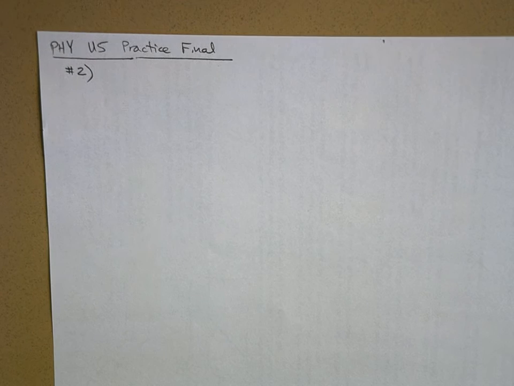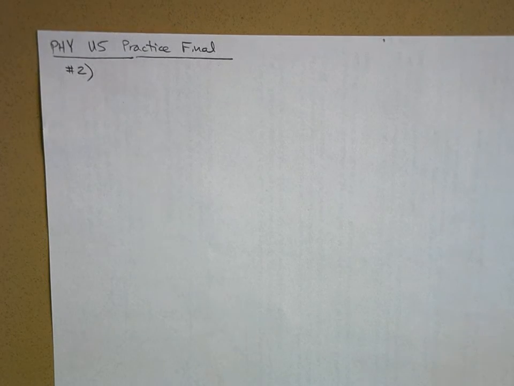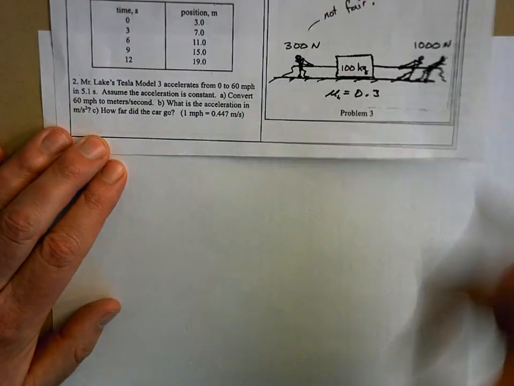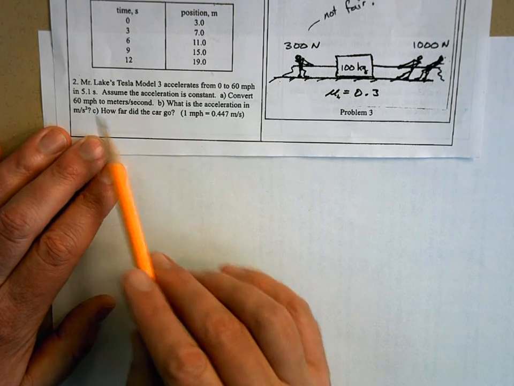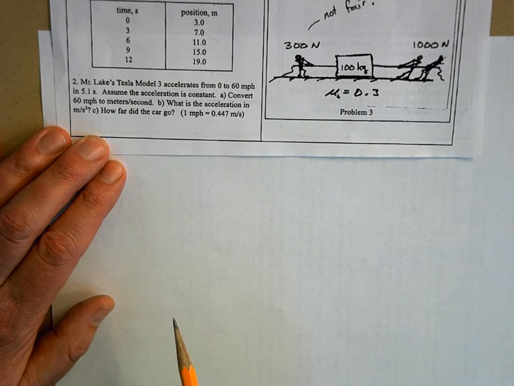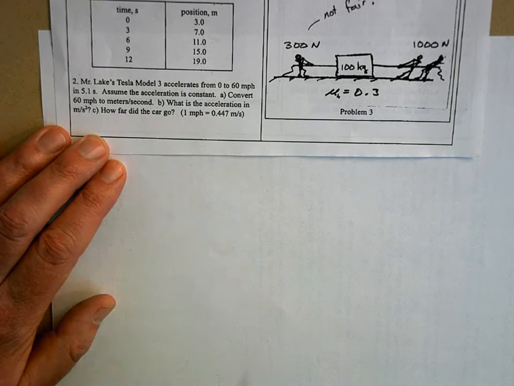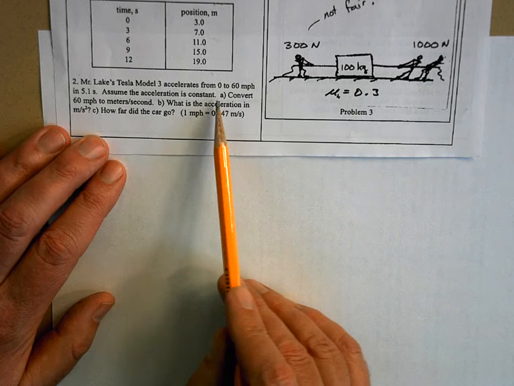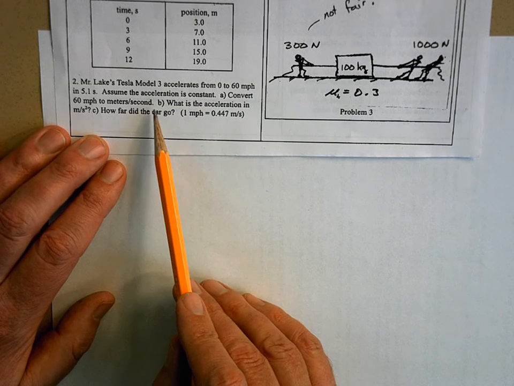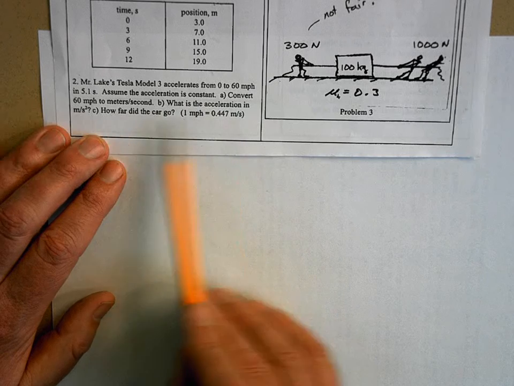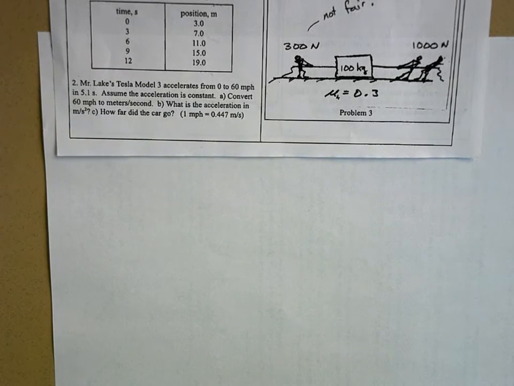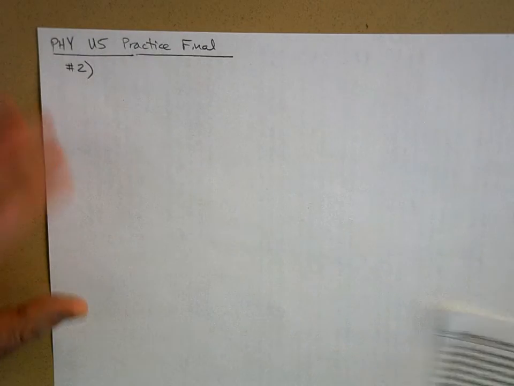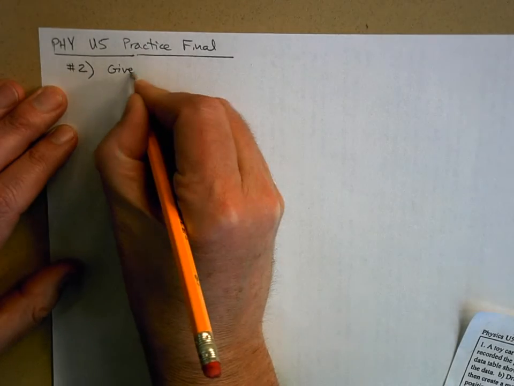All right, let's do problem number 2 of the Unit 5 practice final. And here's the worksheet. It says, Mr. Lakes' Tesla Model 3 accelerates from 0 to 60 in 5.1 seconds. They've actually improved it over the last year, but we'll just keep this. Assume the acceleration is constant. A, convert 60 miles per hour to meters per second. B, what is the acceleration in meters per second squared? And C, how far did the car go? So let's set this up with given, find, and solve.